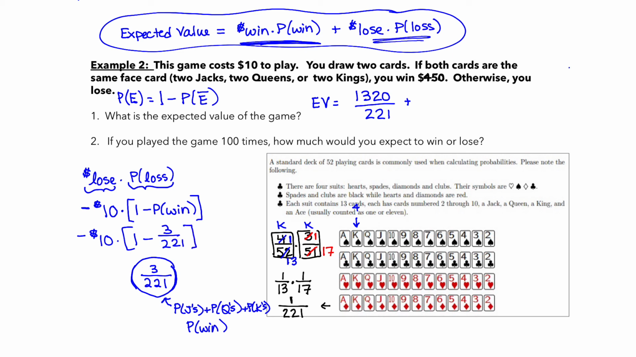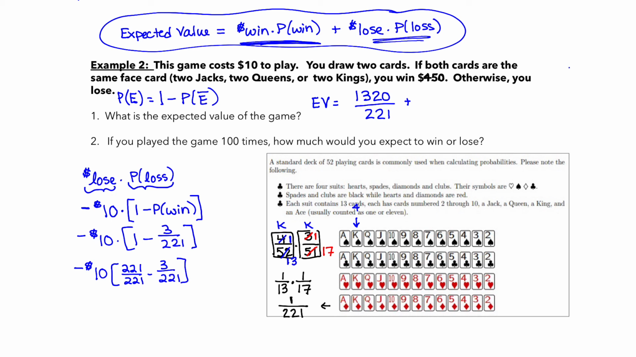So the probability of a loss is simply going to come by taking 1 minus 3 over 221. We need a common denominator, so I'm going to go ahead and put negative 10 and now multiply, common denominator being 221 out of 221. Then we're going to subtract. And so that gives me 221 minus 3, or 218 out of 221. And when I multiply 218 over 221 by this negative 10 in the front, I put it in the numerator over 1 and multiply straight across. So that's going to give me negative 2,180 out of 221.